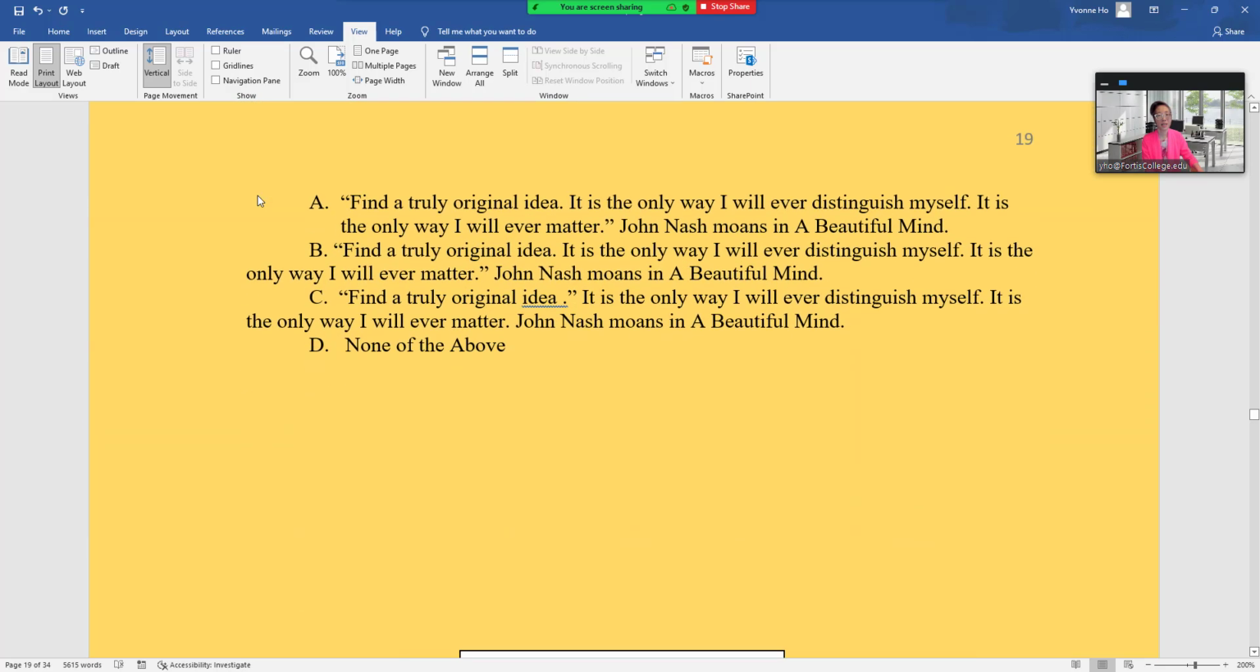Okay, so pick the correct sentence. Find a truly original idea. It is the only way I will ever distinguish myself. It is the only way I will ever matter. John Nash moans, in A Beautiful Mind. And so which one of these are correct? And so since A Beautiful Mind, none of these are correct because A Beautiful Mind is a movie title and it needs to be italicized. So the answer is none of the above, because you gotta always italicize the movie title.